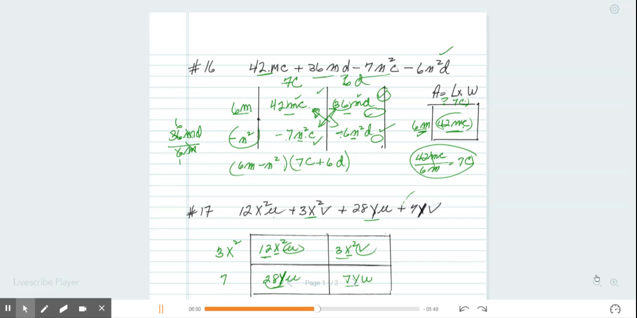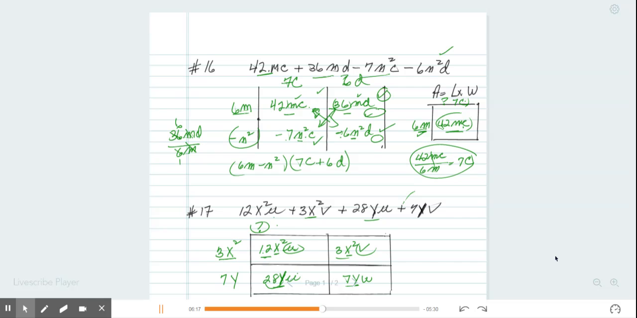I got a y term here and a y term there. I can factor out a y. This is a u and that's a w. Nothing common. All right, so I say to myself, something times 3x squared is going to give me back 12x squared u.